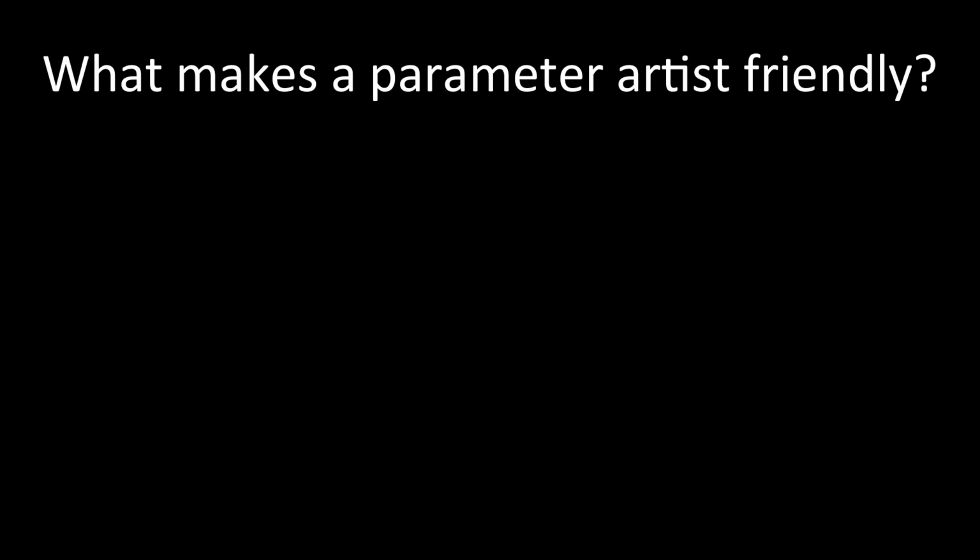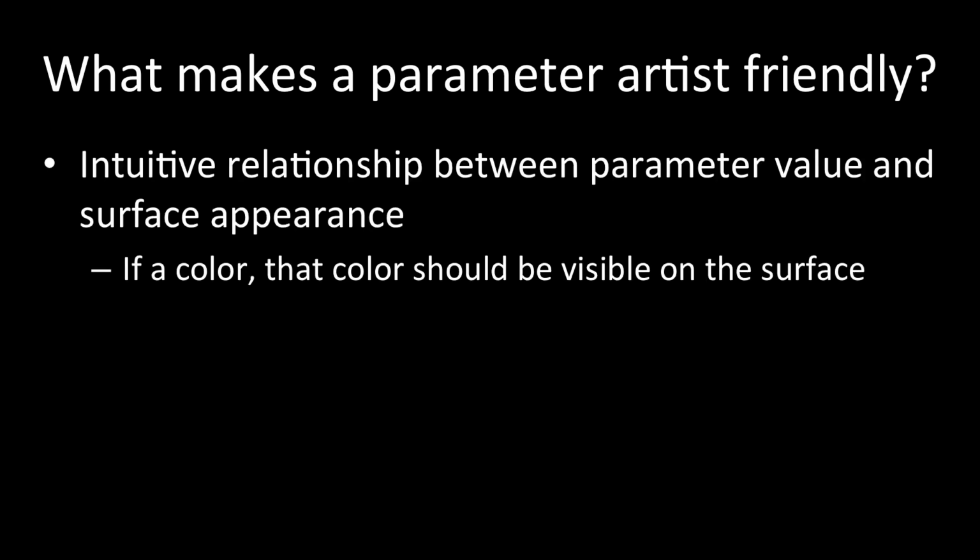First, let's define what makes a parameter artist-friendly. Parameter values must have an intuitive relationship to surface appearance. For a color parameter, that color should be visible on the surface. Diffuse albedo and F0 are good examples of this. Unlike F0, the edge tint G is not guaranteed to be equal to the reflected color at any angle.